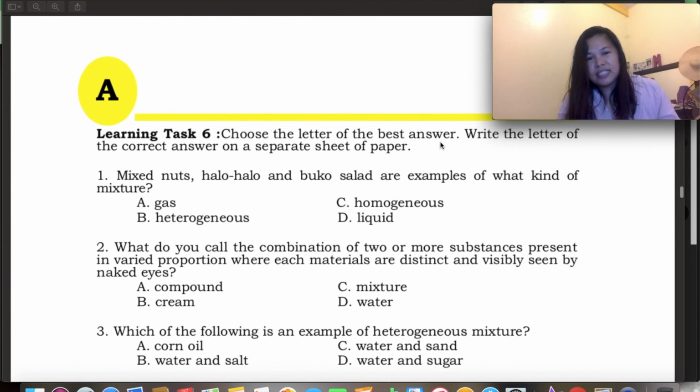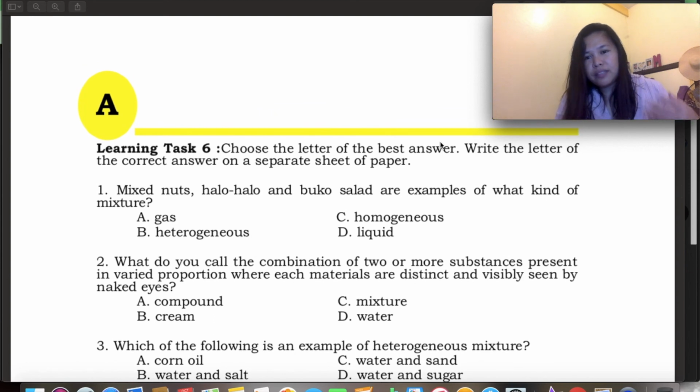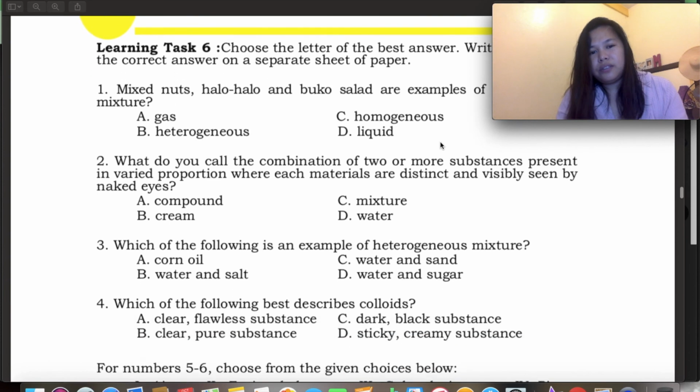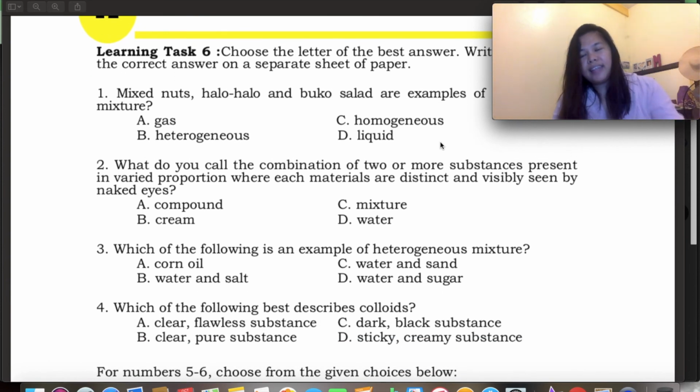So, here, the learning task 6. So, you have to write the letter only. Choose the letter of the best answer, write the letter of the correct answer, and use your answer sheet. So, now, here, you have to analyze the question before you answer.